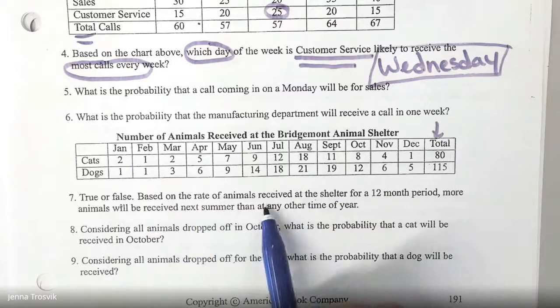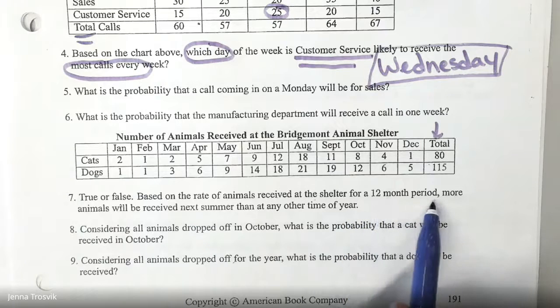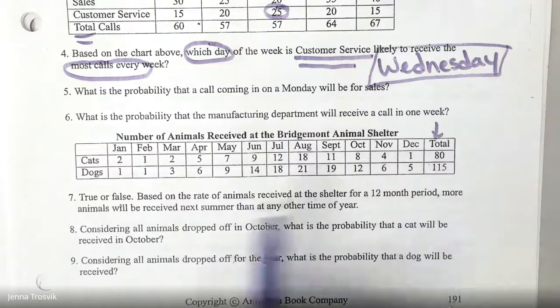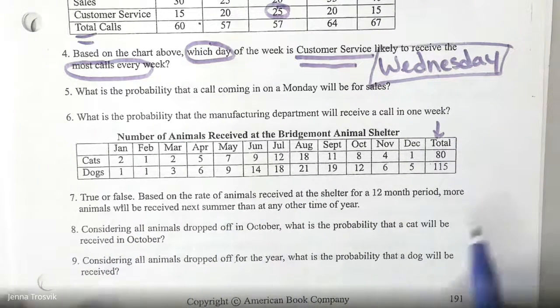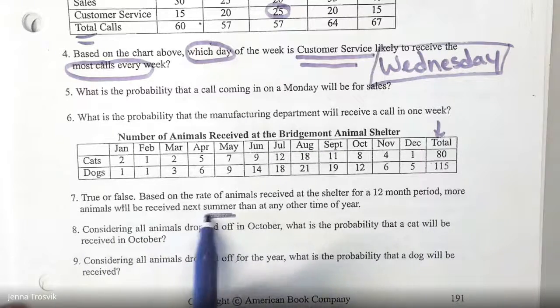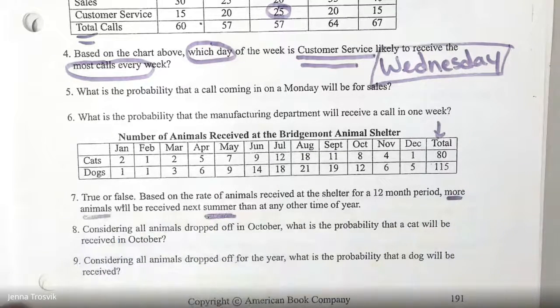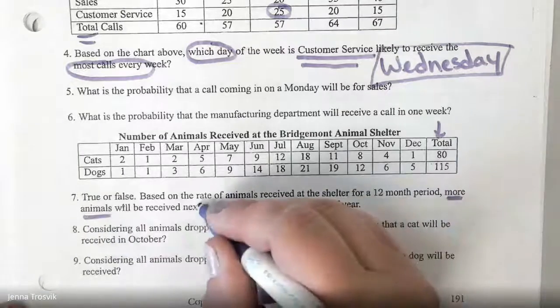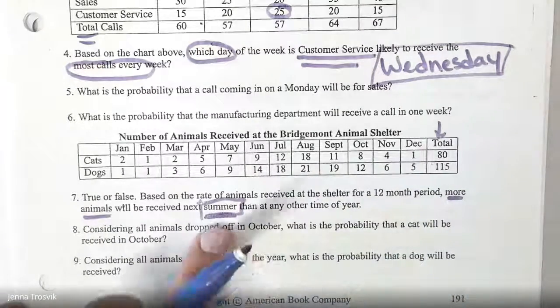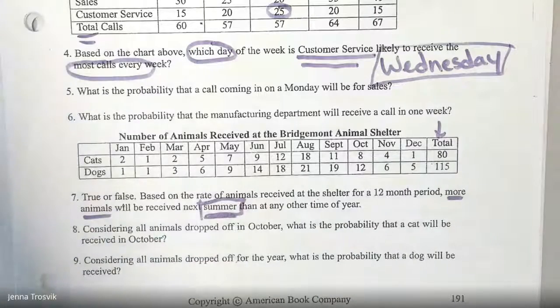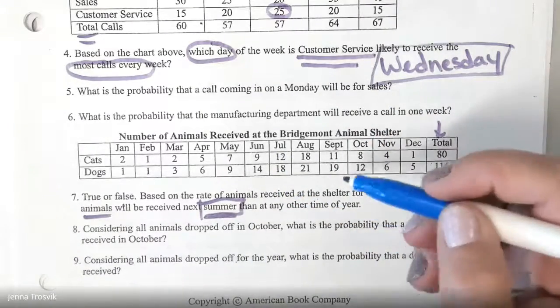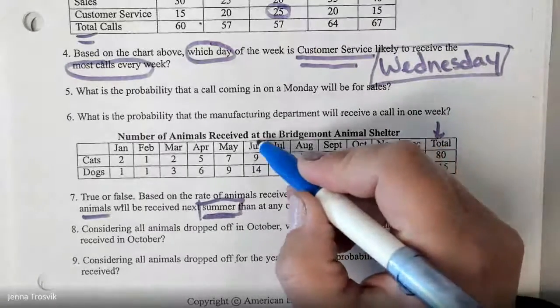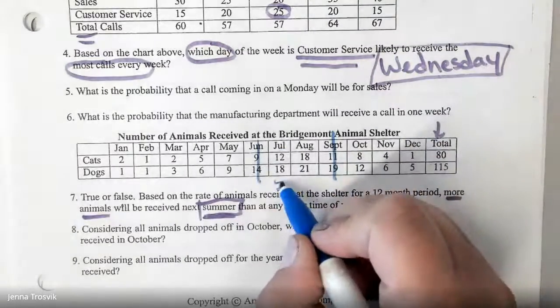Based on the rate of animals received at this shelter for a 12-month period, so the entire year, more animals will be received next summer than any other time of year. So they're saying that summertime gets the most amount of animals out of any season. So in order to solve this, we have to know what months are in summer. All right, so let's break it apart by seasons. Summer starts in June and it ends typically around September. So mid-June to mid-September is summer.